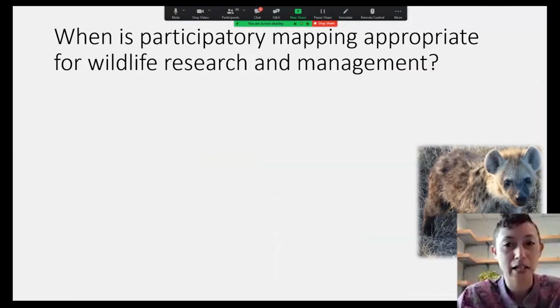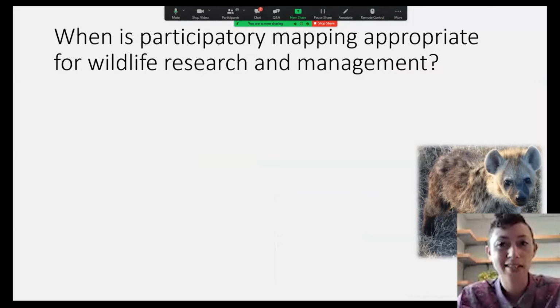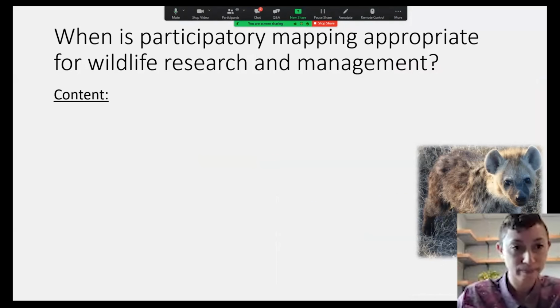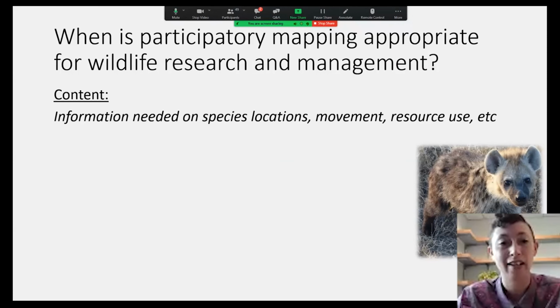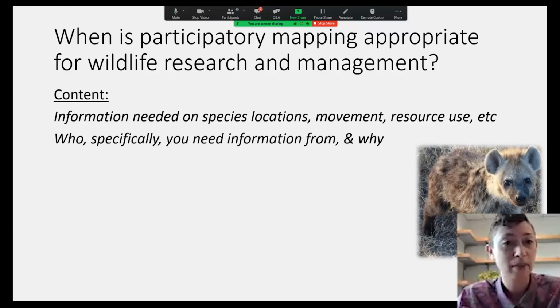So since some of us here might work with wildlife, and of course my specialty is in wildlife, we have to ask ourselves, when exactly is participatory mapping appropriate for wildlife research and management? So first, we should consider the content. We should think about what information is needed on species locations, on animal movement, on resource use, etc. Is participatory mapping the right tool to either gain that information or augment that information? And then you have to think about who specifically you need the information from and why. What are you hoping to get out of this? And will the people that you need the information from be benefiting in some way?